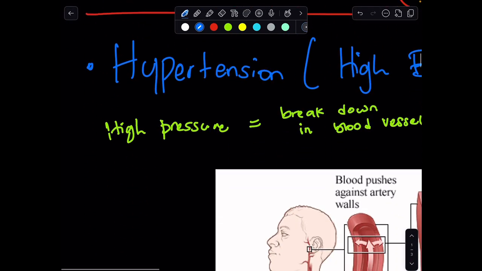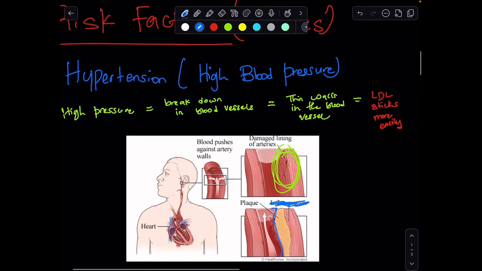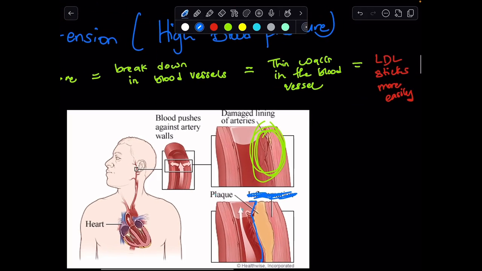The pressure on the blood vessels or the walls causes the lining of the arteries to be damaged or break down, and that causes more cholesterol to stick, more plaque.